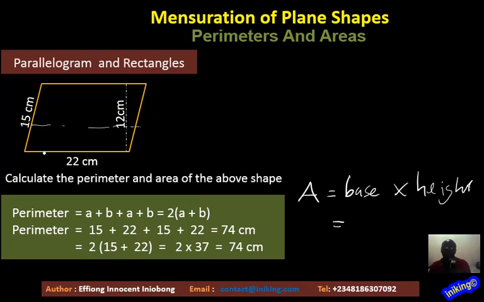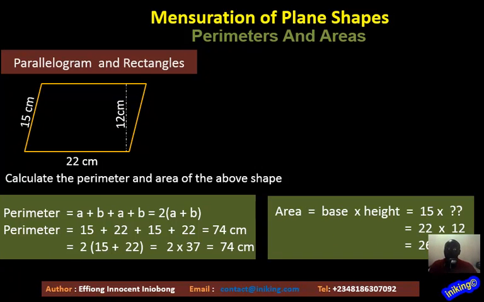Rather, I can use 22 as my base because the perpendicular distance between that side and the opposite parallel side is given as 12. So the area of this parallelogram will therefore be 22 times 12. And that's what we have there. So you can see that if I'm going to calculate the area using 15, we don't know the height. So instead, why don't we use 22, where we have the height as 12. And 22 times 12 gives us 264.